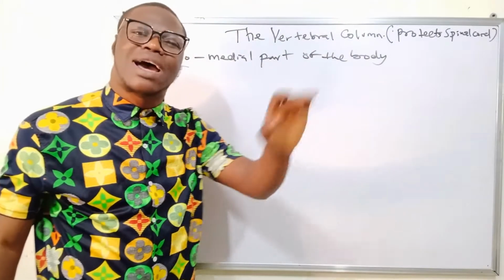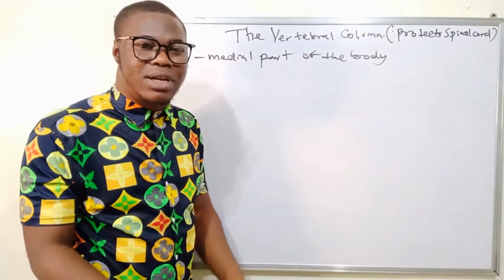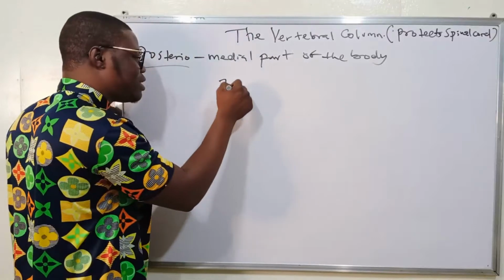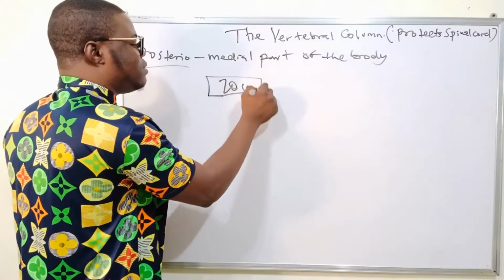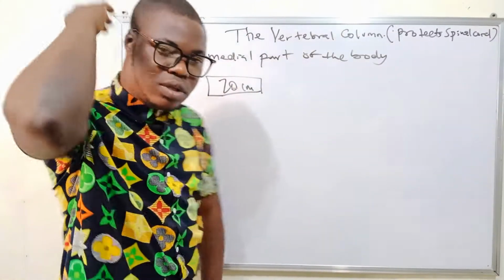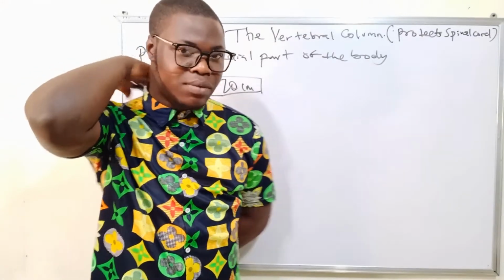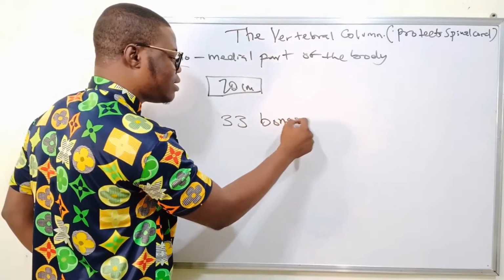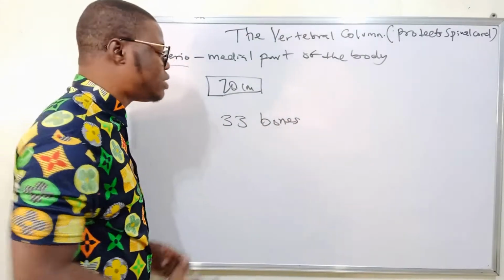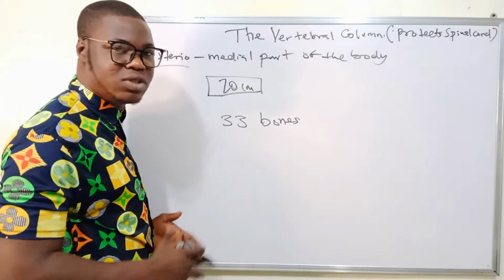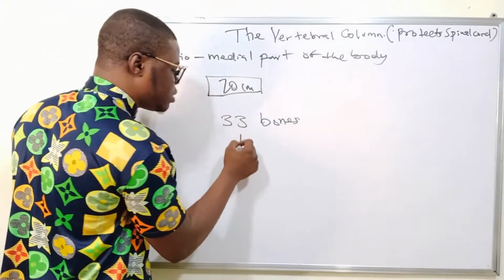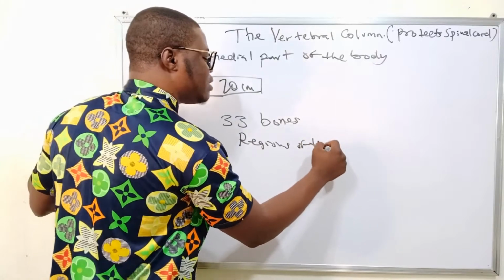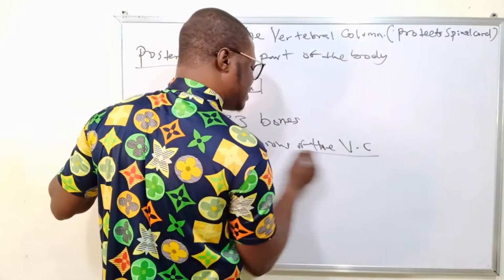And after that, for an average man, the length of the vertebral column is about 70 centimeters. And the bones of the vertebral column, at the posterior medial part of the body, are about 33. So we have about 33 bones. These bones have different segments or regions, and that will lead us to what we call the regions of the vertebral column.